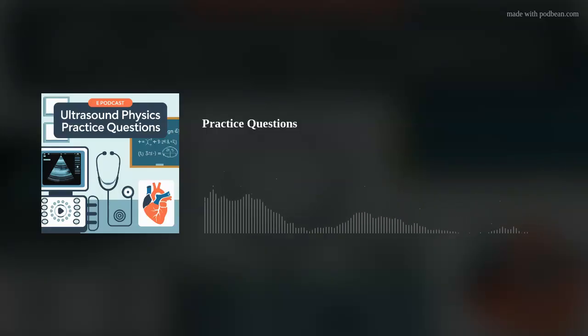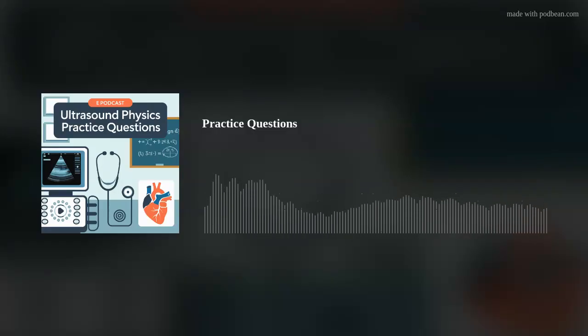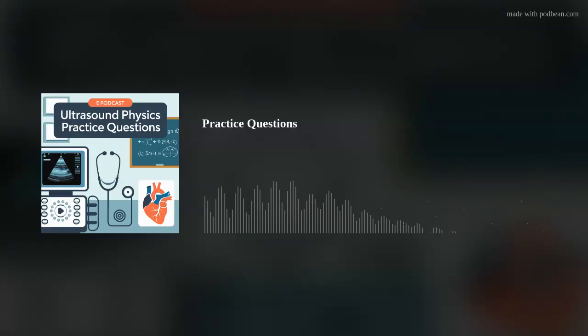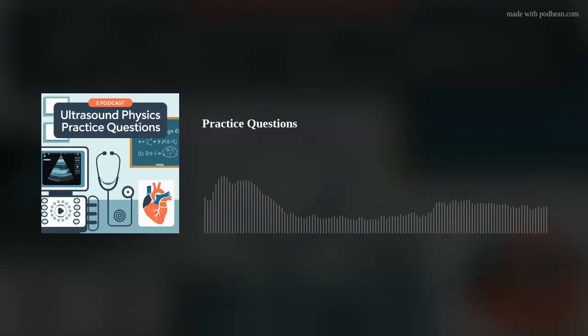Now this one is about those evenly spaced parallel lines again, those reverberation artifacts. Aside from looking for those lines, are there any other clues that can help me spot them? One thing to look for is reverberations tend to show up more in areas where you have those strong reflectors, like the walls of a cyst or the surface of a surgical clip. Right. So if you see those parallel lines in those kinds of places, there's a good chance it's reverberations. So location could be a clue.